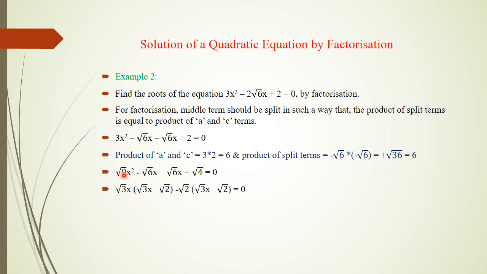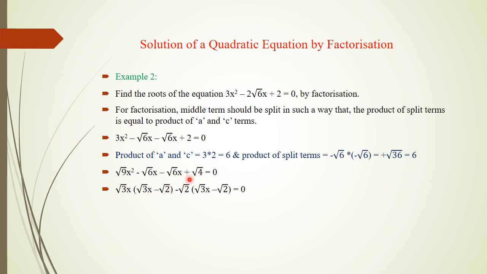Therefore, among these terms, if I take root 3x as common, in the bracket I'll have root 3x. If you multiply these two terms again, you will get root 9 x squared: root 3 into root 3 is root 9, x into x is x squared. Minus, here I have taken out root 3x. Root 3x into root 2 will be root 6x.